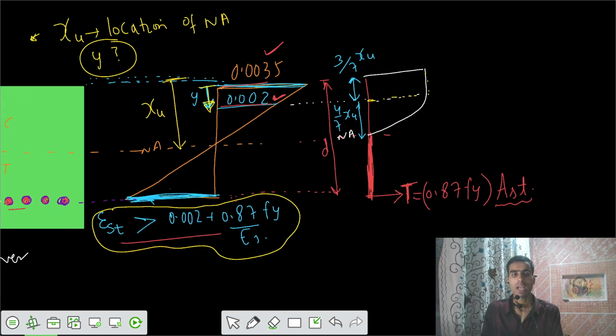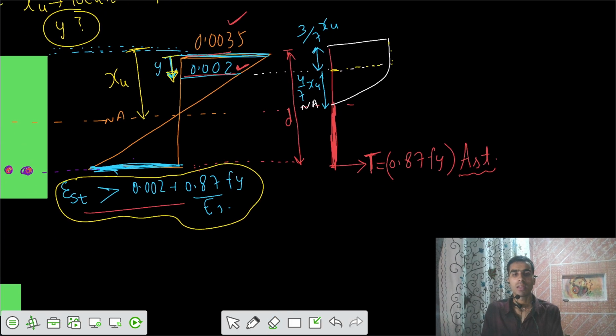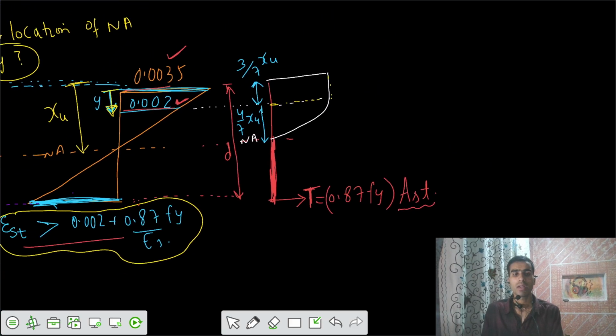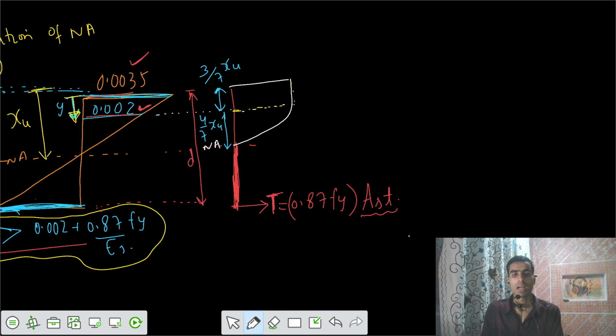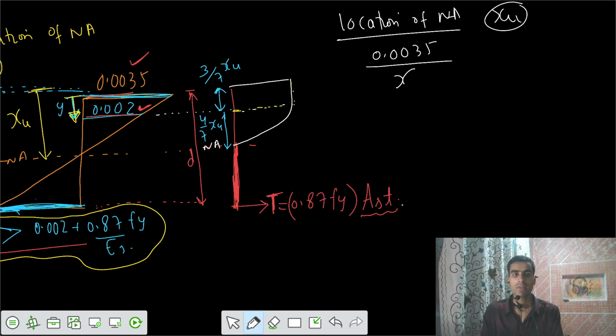That value of xu can be calculated from the bigger two triangles we have. For the location of the neutral axis, we need to get the value of xu. So from the similar triangles, we have a strain of 0.0035 for the depth of xu. And from the bottom side, we have a strain in the steel that should be more than 0.002 plus 0.87 Fy by Es. This is the minimum critical strain.